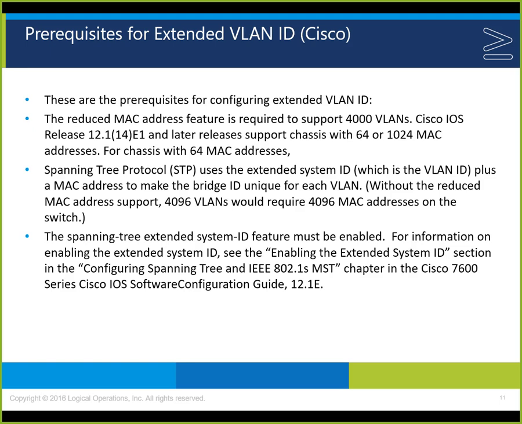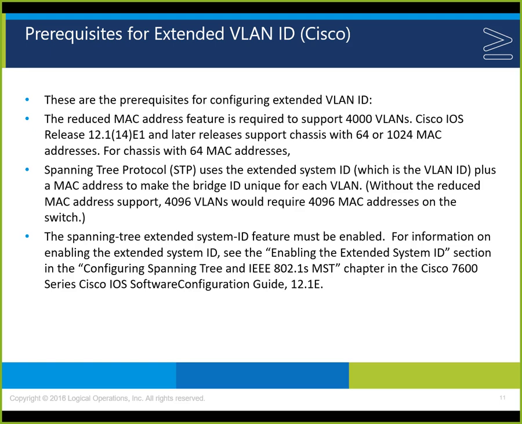Spanning tree uses the extended system ID to make the bridge ID unique for each VLAN. Without the reduced MAC set, 4096 would require 4096 MAC addresses for these things. So spanning tree, which we haven't talked about yet, but will, uses the ID plus the MAC address to make the bridge ID unique for each VLAN. So we're going to have bridge IDs instead of MAC addresses for these things.